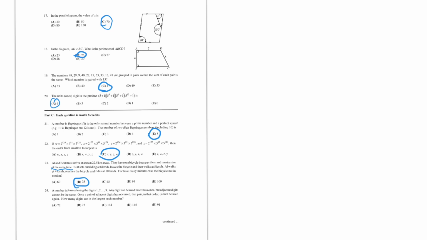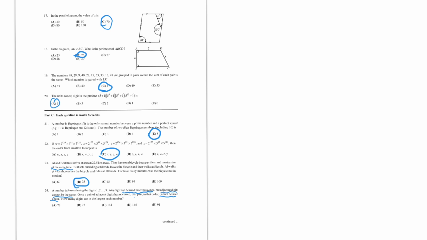Number 24. A number is formed using the digits 1, 2, 3, 4 till 9. Any digits can be used more than once, but adjacent digits cannot be same. Once a pair of adjacent digits has occurred, that pair in that order cannot be used again. How many digits in the largest such number?